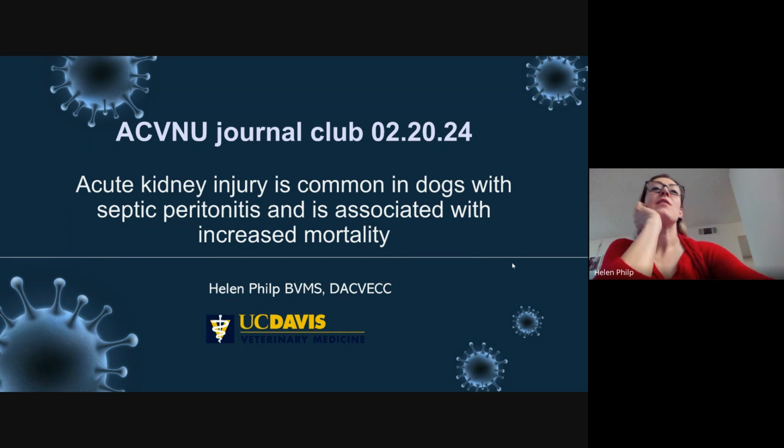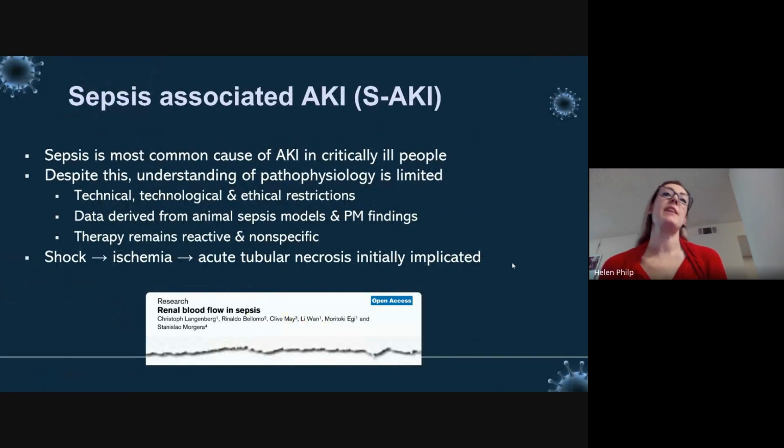But anyway, I picked this paper today on AKI in dogs with septic peritonitis. I think it's a fairly straightforward study, but really because I'm interested in the topic and also the difficulty of studying this area. So, starting with a little bit of background in people, sepsis is the most common cause of AKI in the critically ill. It's kind of amazing how common it is, but how little is still known. And the other thing that's interesting is its kind of unique pathophysiology.